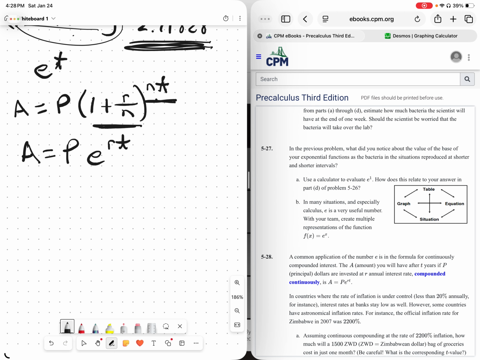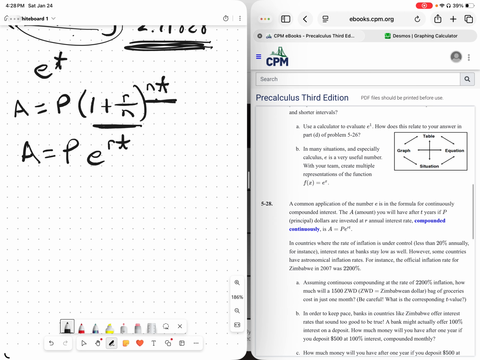So let's talk about this. In countries where the inflation rate is under control, which is usually less than 20%, interest rates at banks stay low as well. However, in some countries, they have astronomical inflation rates. For example, in Zimbabwe in 2007, it was 2,200%. Assuming a continuously compounded rate, how much will a $1,500 bag of groceries be? This would be 22.22 as a decimal.